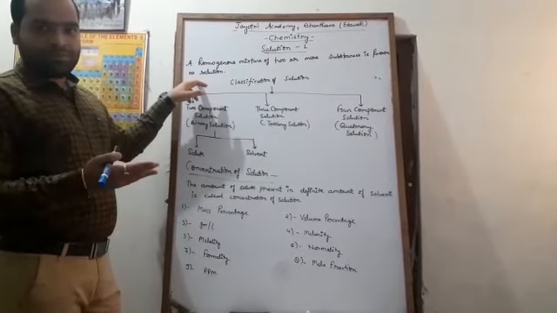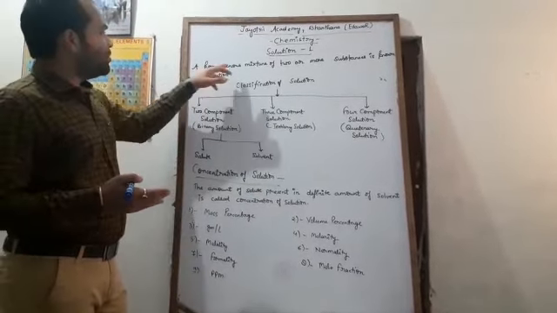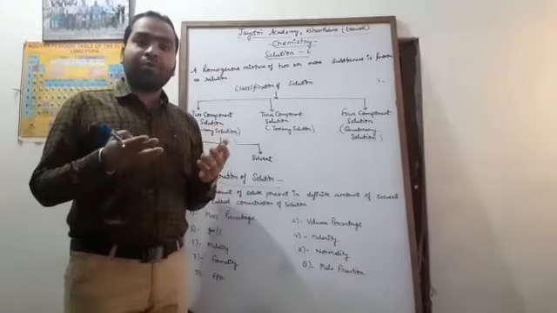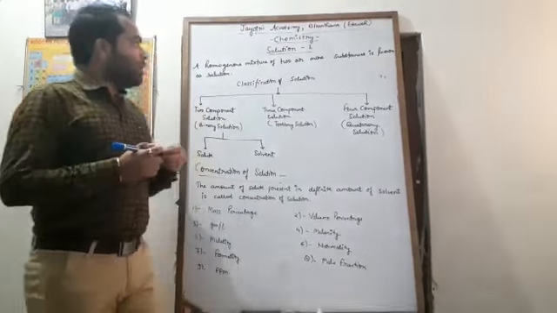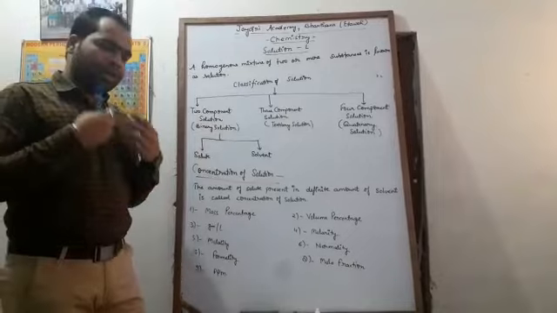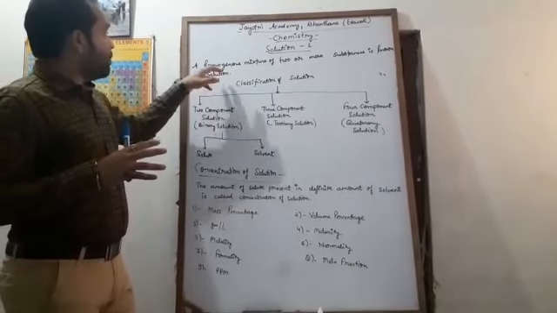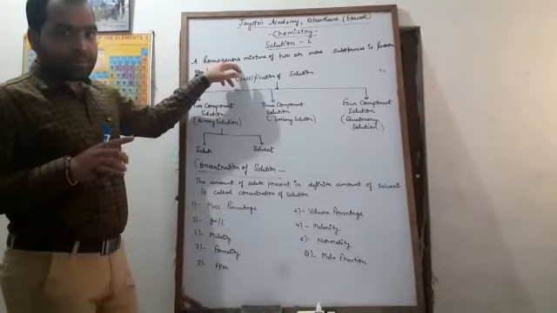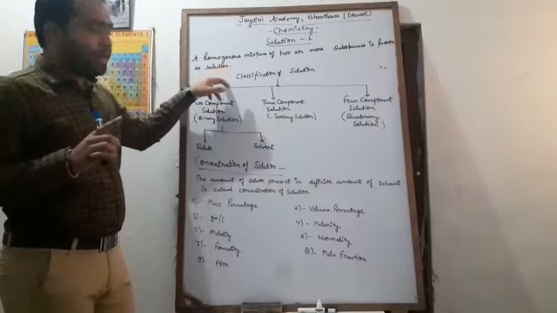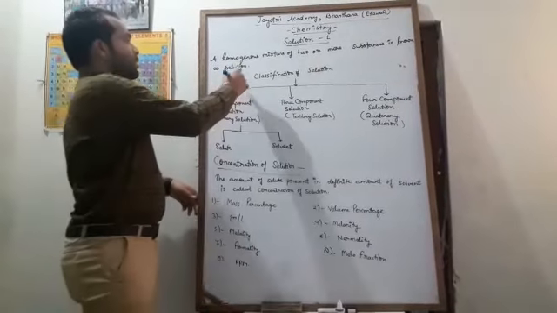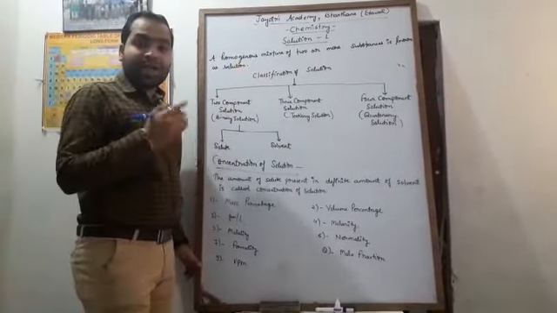What is a solution? According to the basic concept, a solution is a homogeneous mixture of two or more substances. Any number of components, 2, 3, 4, 5, may be present, but it should be homogeneous. Heterogeneous mixtures will not be considered in this chapter. Now we will talk about the classification.